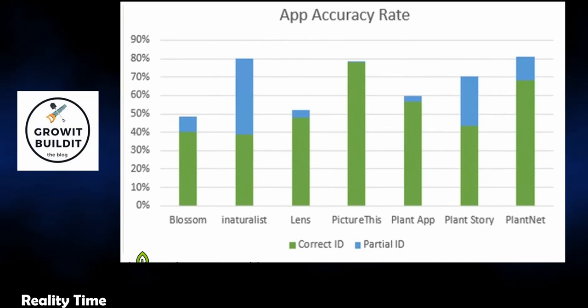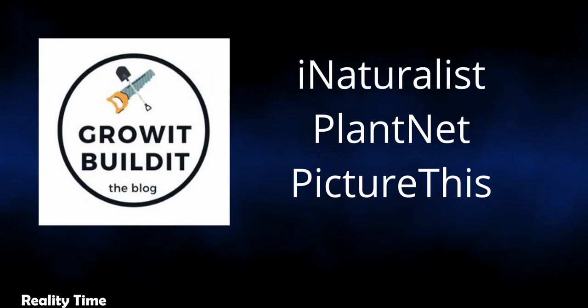Now, if we look at both correct answers and partially correct answers, there were 3 apps that did quite well. iNaturalist got 80%, PlantNet got 81%, and Picture This got 78%. Based on the testing done by Grow It, Build It, the 3 apps that will give you the best results are iNaturalist, PlantNet, and Picture This. The results aren't identical between the two tests, but then the pictures used for the two weren't the same either.